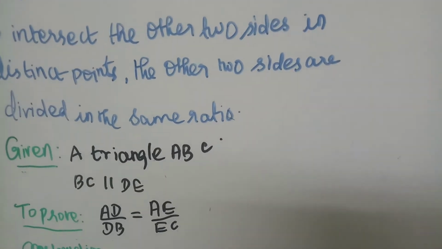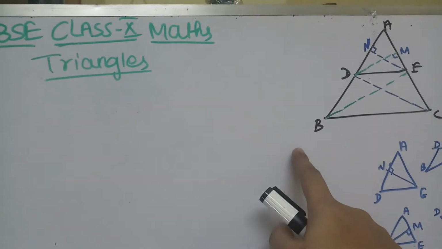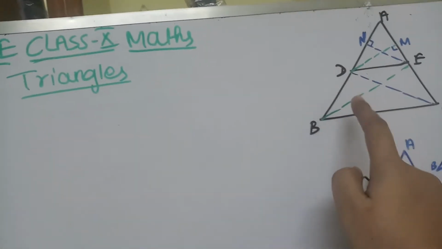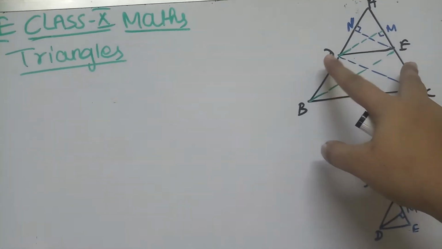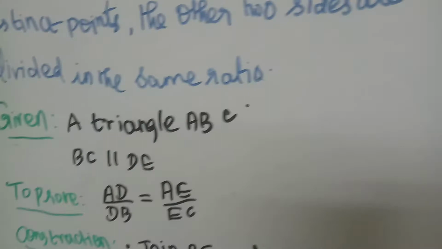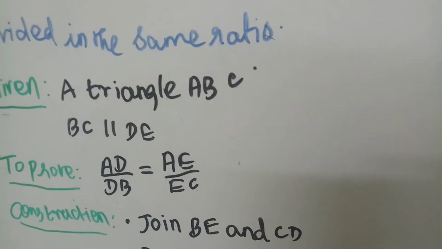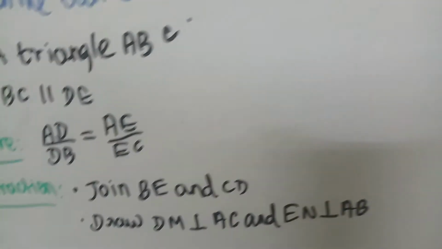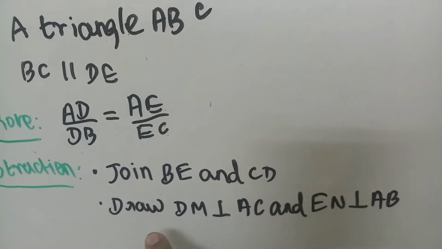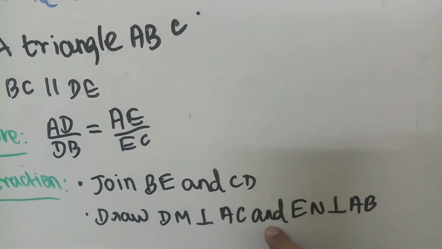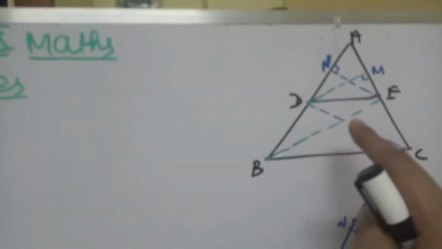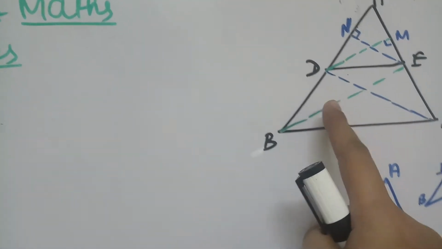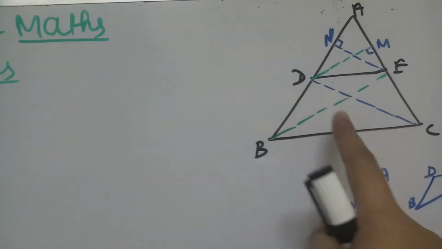For the proof, we have a triangle ABC, and we have the line DE parallel to BC such that it intersects at unique points on the sides AB and AC. We need to prove the ratio AD by DB is equal to AE by EC. To prove that, we are making some constructions. Draw DM perpendicular to AC and EN perpendicular to AB, and join BE and DC.